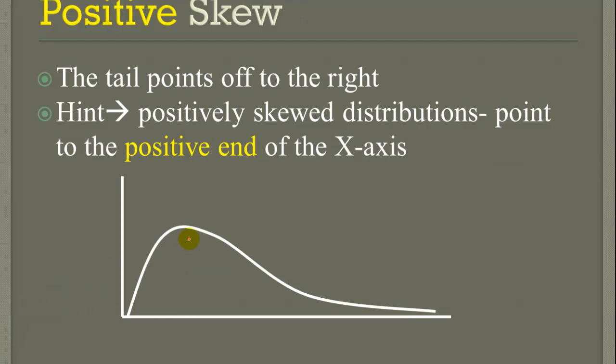Positive skew is the exact opposite. Again, it's not symmetrical. This side's different than this side, and the tail on this one would be pointing to the right, pointing to the upper end of your frequencies. This would essentially mean a distribution where you have a lot of your frequencies happening at the lower end but not at the top.